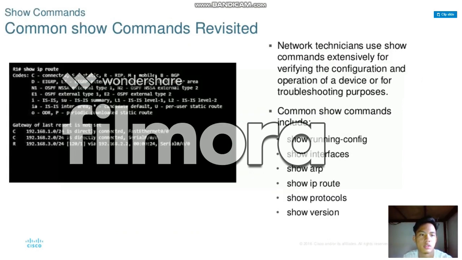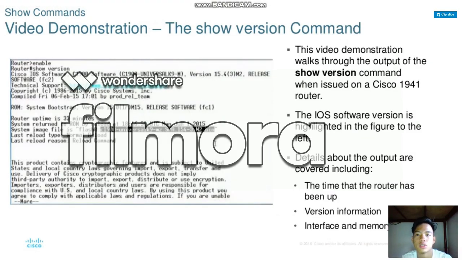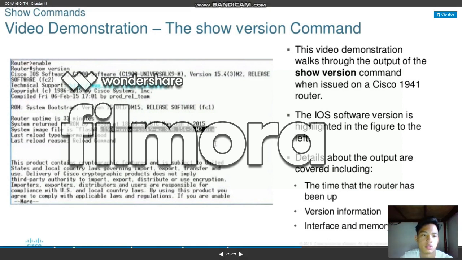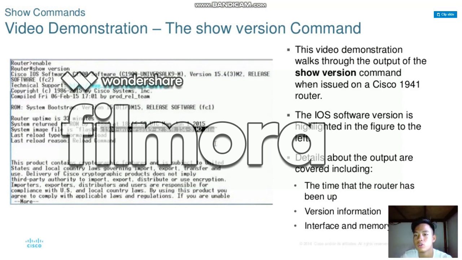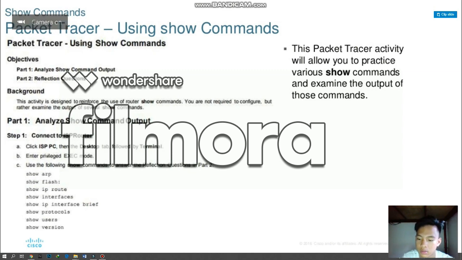These activities. The common show commands revisited. Network technicians use the show command extensively for verifying the configuration and operation of a device for troubleshooting purposes. So these are examples of the commands that you're going to use. The show version command. This is supposed to be a video that shows a demonstration, walks through the output of the show version command. So this is also a Packet Tracer activity.